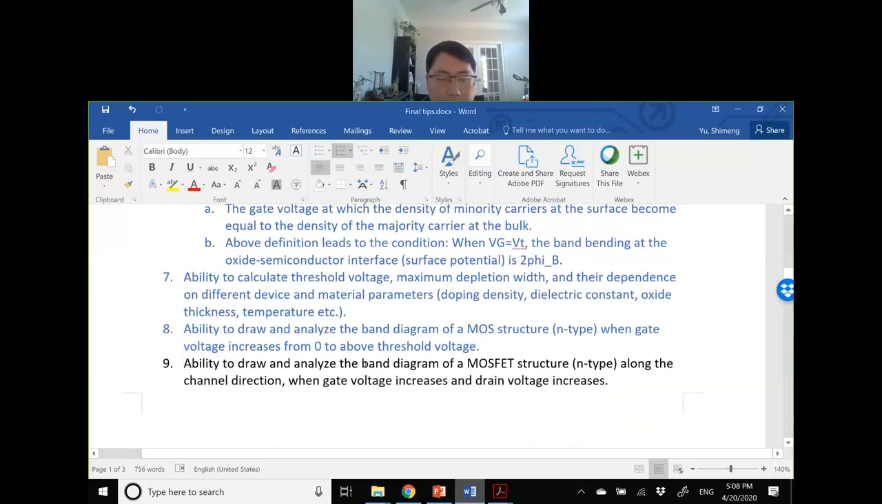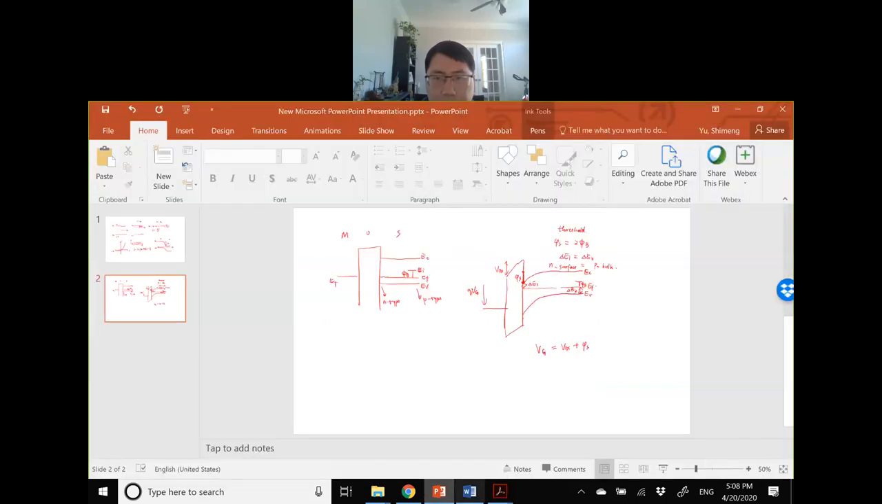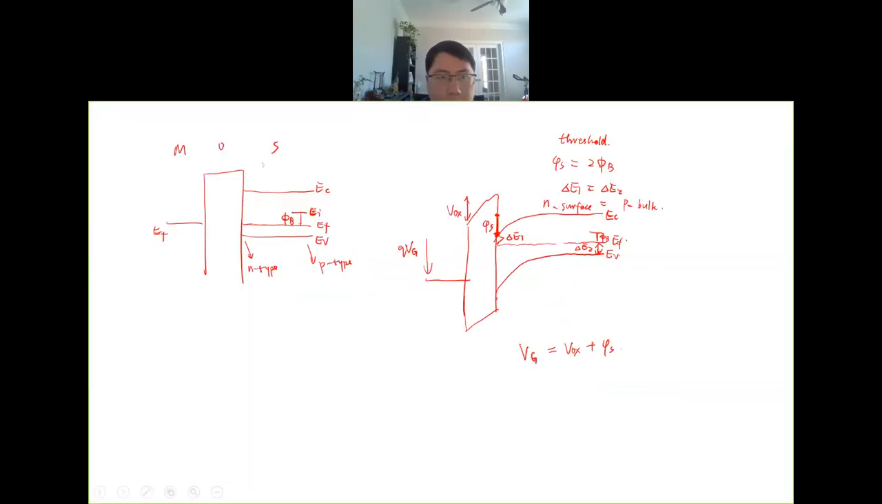Ability to draw the band diagram of MOSFET along the channel direction, and when the gate voltage increases and drain voltage increases. So let's do that. So here we show MOS. This is along the gate direction. That means from gate to the channel. But we can also draw from the source to the drain direction of the band diagram. It will be something like this.